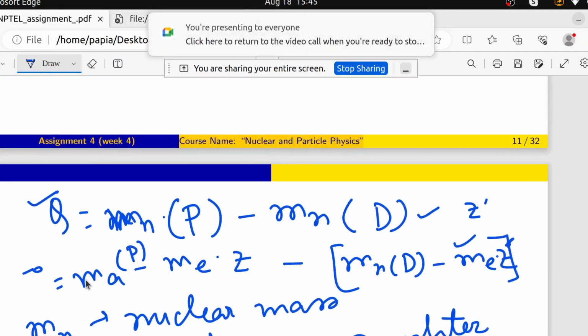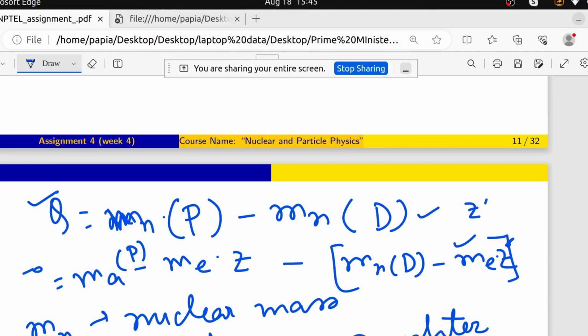So do you understand this one? Here, Ma of P minus Z into Me, minus, as a whole, Mn of D minus Z into Me. This will be the final answer for the Q, and it will be in terms of atomic mass. If nuclear mass is given, then it is the nuclear mass of the parent nucleus minus the nuclear mass of the daughter nucleus. But if atomic mass is given, that means we have to subtract from the atomic mass the mass of the total electrons present in the atom.